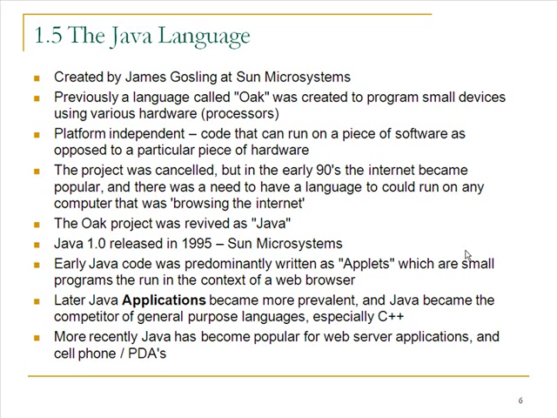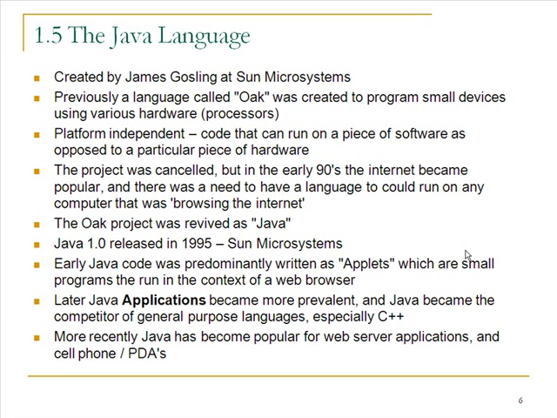And there was no existing language for doing that, a platform-independent or a hardware-independent language. So the Oak project at Sun that had been cancelled was revived, and they called it Java, apparently because they were in a coffee shop at the time. And it was 1995 when Java 1.0 was released. This is the first version of Java that was publicly released.